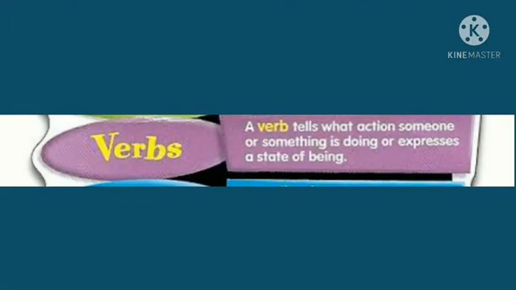Let's start with verb. What is a verb? A verb is an action word. A verb tells what action someone or something is doing or expresses a state of being. That is, a verb is an action word which tells about the action performed by someone or something.